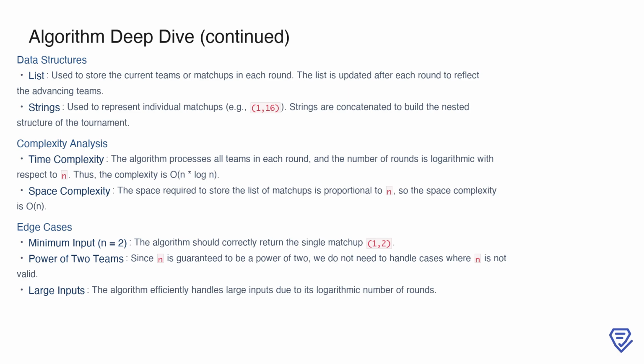The time complexity is O(n log n), since we process all teams in each round and the number of rounds is logarithmic with respect to the total number of teams. The space complexity is O(n), because we only need to store the list of matchups for the current round. The algorithm handles edge cases gracefully. For the smallest input, where n equals 2, the output is simply (1,2). Since n is guaranteed to be a power of 2, we don't need to handle invalid inputs. Moreover, the efficient pairing and updating process allows the algorithm to handle large inputs without issue.